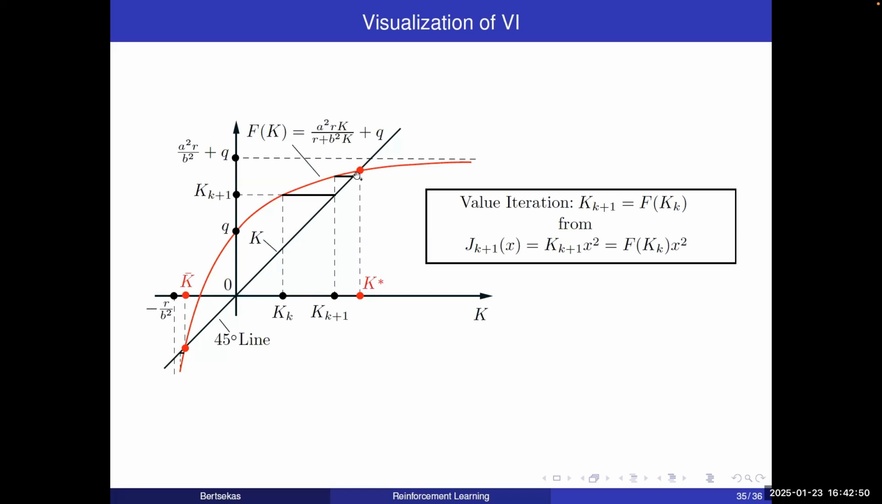And the same goes for starting from this side. So if you draw the staircase construction, you're going to see eventually it goes to this K star as well. So this is a visualization of value iteration. In some cases, it converges fairly fast, and in some cases, it can be slow. For example, here we have this curve, very much bending, right? But suppose we have a curvature which is very, very flat, almost parallel with the 45-degree line, then it's going to take you a long time to eventually get to this point.